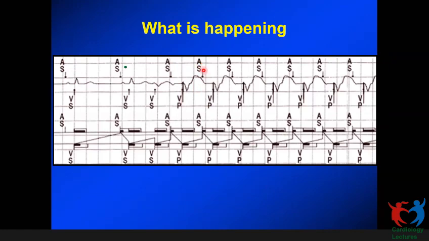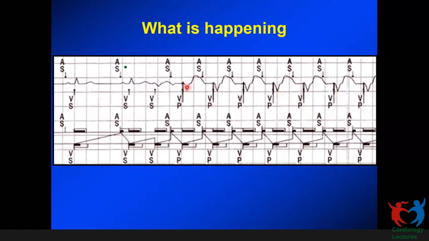So that becomes an A sense in the atrium because it's a retrograde activation in the atrium. That starts one more AV interval, V pace. So this cycle goes on theoretically endlessly. This is what is pacemaker mediated endless loop tachycardia. Unless we interrupt, this can go on forever.